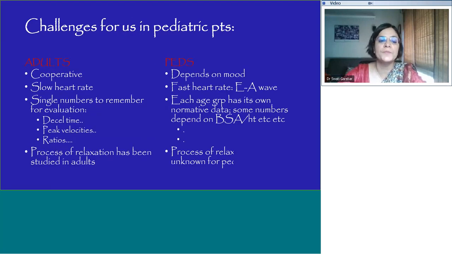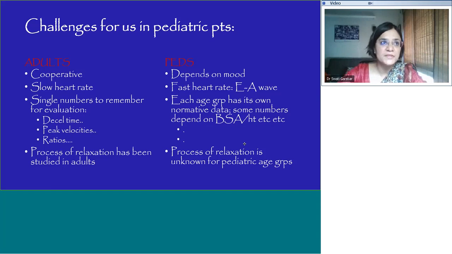For us in pediatrics, we don't get cooperative patients like the adults do. The heart rate is much faster. That impacts how the waves are seen on spectral Doppler imaging. Unlike the adult guys, we don't have a single number cutoff point to remember for various things. Each age group has its own normative data.